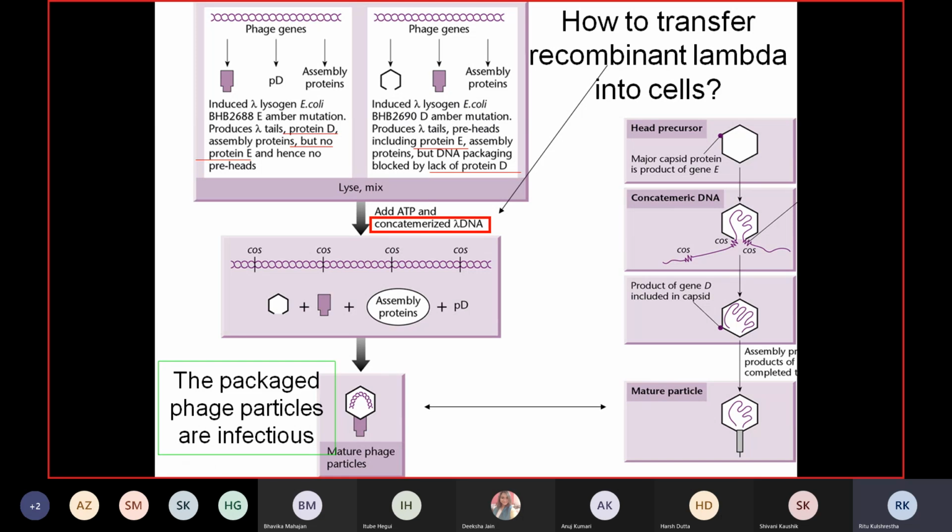Then you activate these E. coli so that they enter into the lytic phase and start preparing the proteins which are required for phage assembly. Because it has a mutation in one particular protein, the rest of the things will be made. For example, in this case, pre-heads including protein E will be made, assembly proteins will be made, even the tail protein will be made, but the DNA will not be packaged because it was a mutant one. It did not have protein D. If protein D is not there, then the DNA will not be packaged.